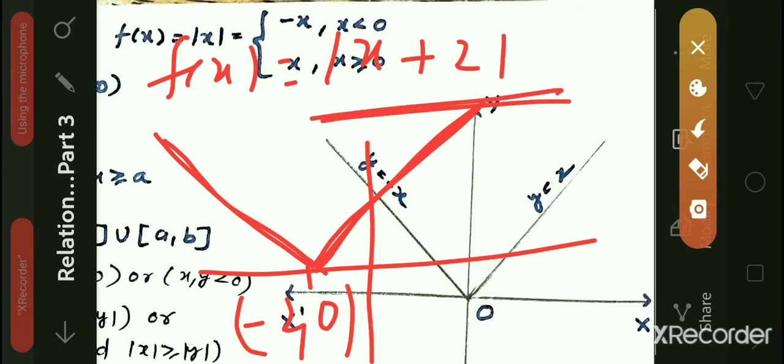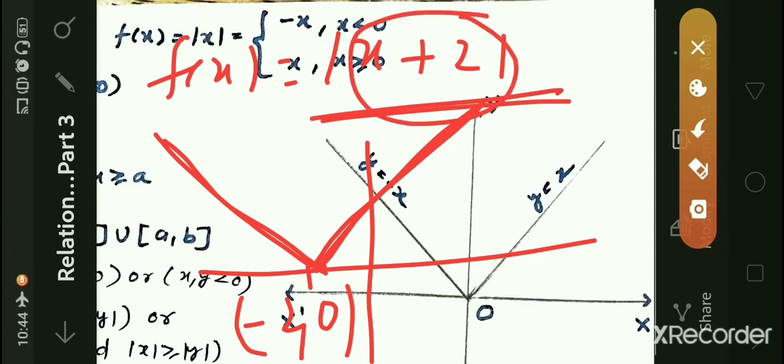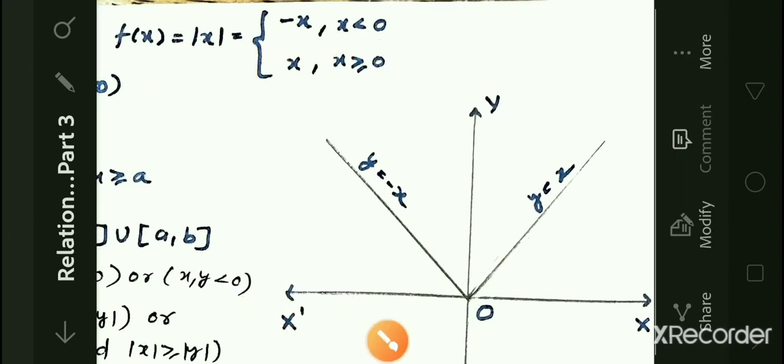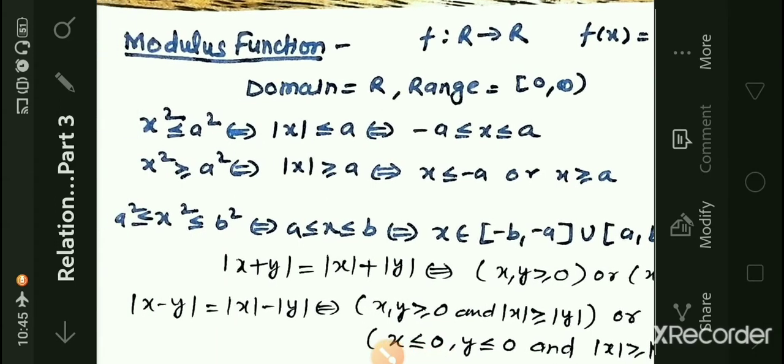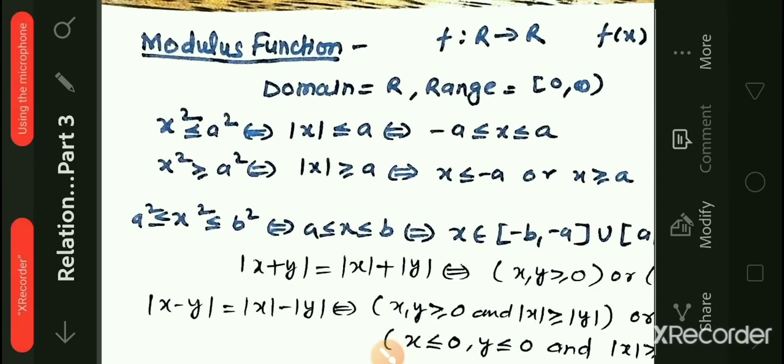So what you have seen is that its striking point is shifting according to the function. If it is x + 3, then it will be (-3, 0), and so on. Now I hope its graph is clear to all of you. The domain, I told you about. Now there are some important relations, some important formulae. You must remember them.